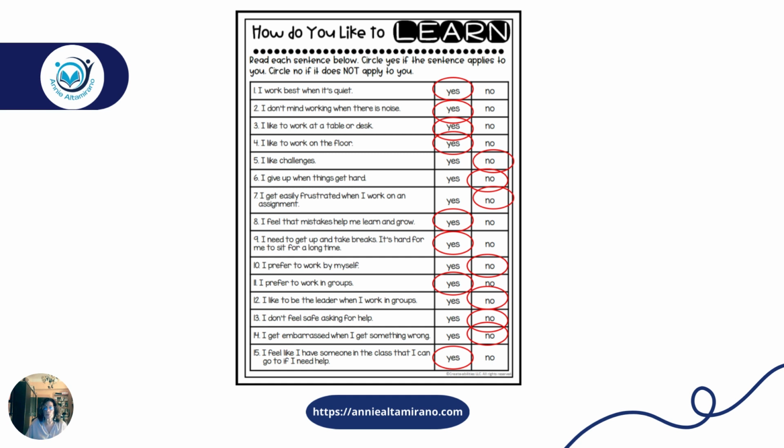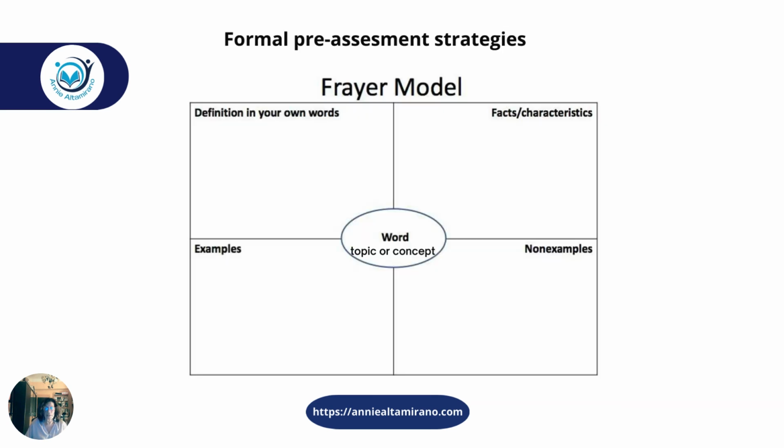You can also use Frayer diagrams or Frayer models. In the center, you write a concept or a topic for an upcoming lesson, and then you ask the students to share their current knowledge in the four quadrants. And these are labeled definition, facts or characteristics, examples, and non-examples.